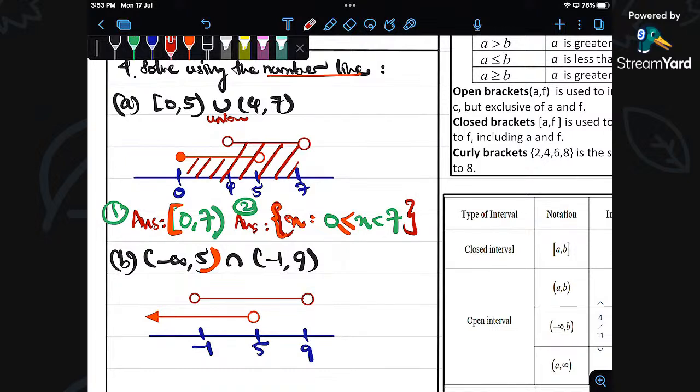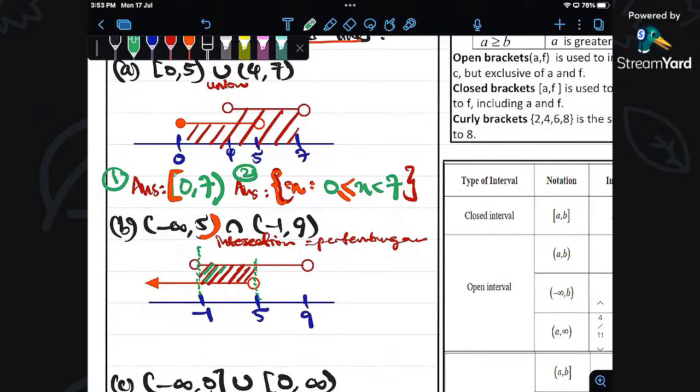And then dia minta intersect. This is called intersection. So intersection adalah pertembungan. Okay, dia bertembung di antara dua line itu. Okay, so pertembungannya adalah berada di sini. Ini adalah pertembungan dia. So you know that the answer is the shaded region here only.